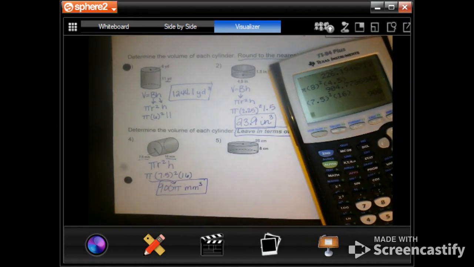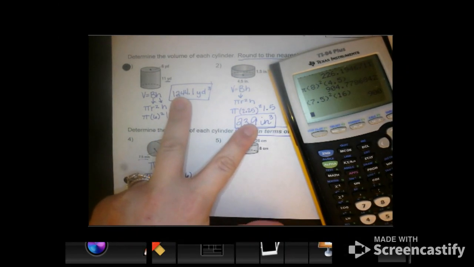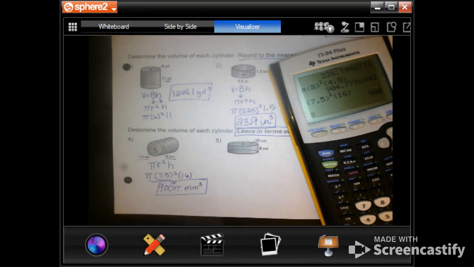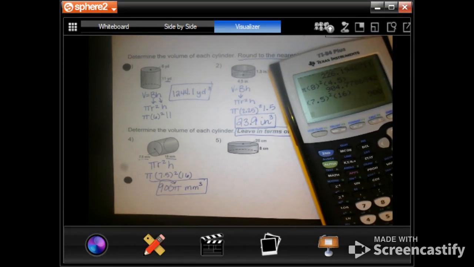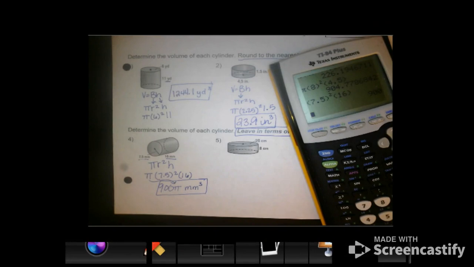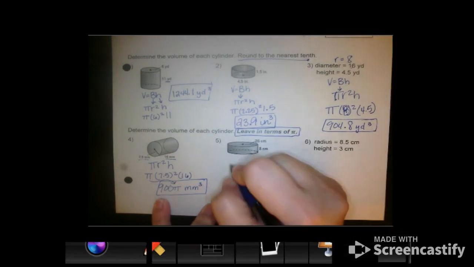This is just giving it to us exactly. Because were these exact answers here, or did we have to round? Rounding it means it's what? It's about. It's close to, but it's not exact. Okay, what's tricky about number 5?